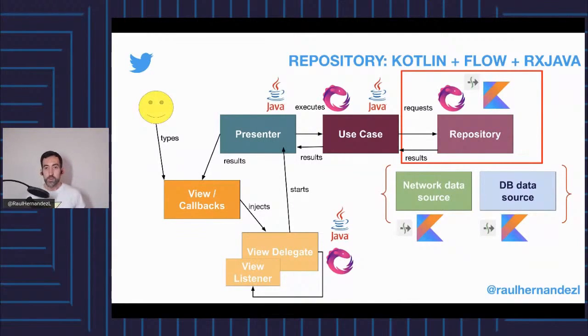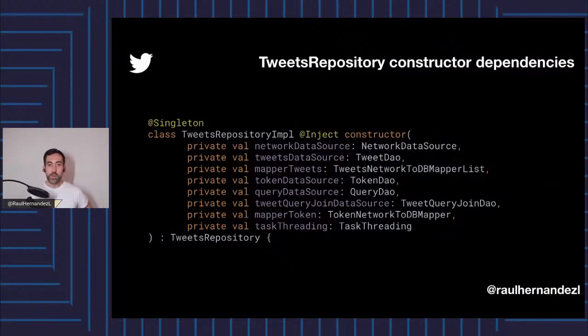So we'll return here an observable from the repo. The repo basically has the network data source interface, the one we mentioned earlier, and the different tables we had in the DB: the tweets database, token, the query, and the combination of the query plus the tweets, this kind of intersection table. Then the different mappers to transform things from the network to the database, and finally something called task threading that we'll see in detail later on.